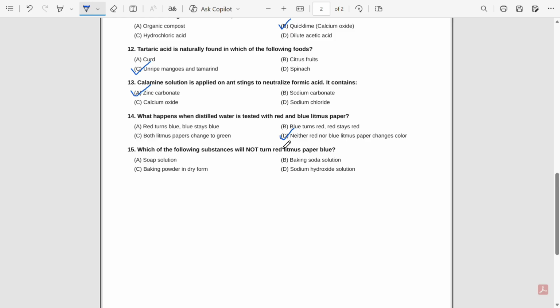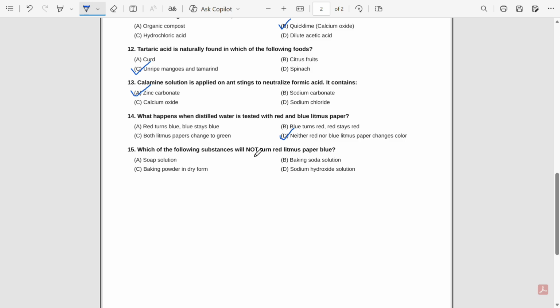But what is the answer for this? There is a small difference among these four. See, soap solution is in aqueous form. Baking soda solution, aqueous form. Sodium hydroxide solution, aqueous form, in the presence of water. These three, options A, B and D, are all considered as bases. Why? Because they undergo ionization, they release OH minus ions, and they will be considered as bases. They turn red litmus into blue.